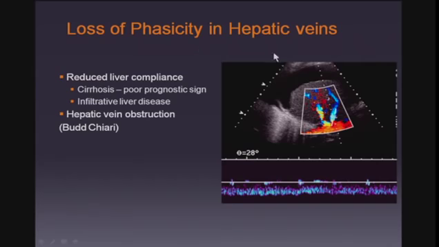Loss of the phasic pattern in the hepatic vein is abnormal. On the right here, we see an image of a hepatic vein waveform which is monophasic. The normal S and D waveforms and reverse spike of flow, or A wave, are not present. This is a sign of reduced liver compliance and is seen in cirrhosis, where it is considered a poor prognostic sign, and is also seen in infiltrative liver disease. The other cause of loss of phasicity in the hepatic vein is Budd-Chiari syndrome.